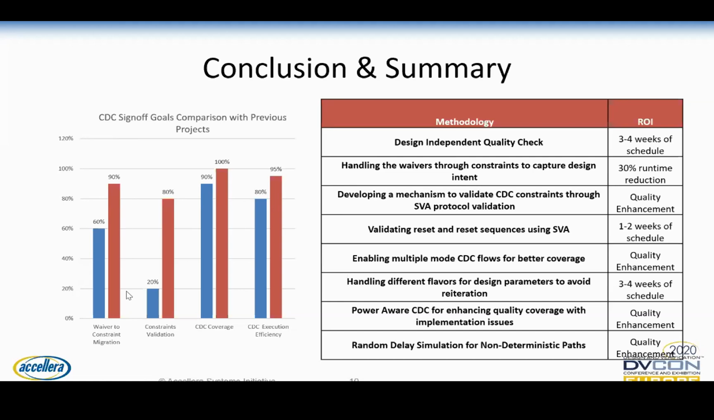Power over CDC, as I mentioned, earlier there was no mechanism to validate it, so now we have a mechanism to validate UPF aware CDC. And the last one is the random delay simulation, which is also a quality initiative. So all in all, these are the different initiatives we have adopted in order to ensure that our CDC coverage is high, and we also developed a mechanism to quantify that coverage. So that's all from my side. Thank you.